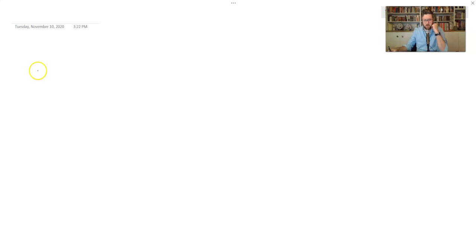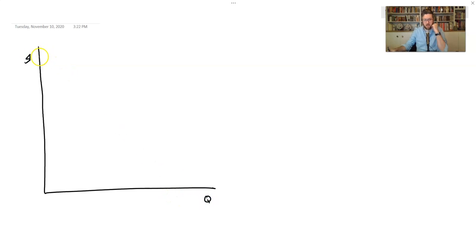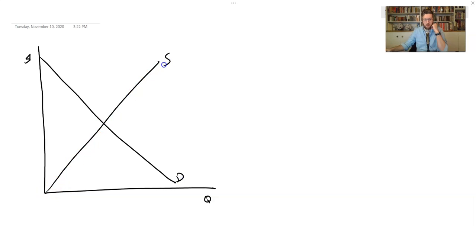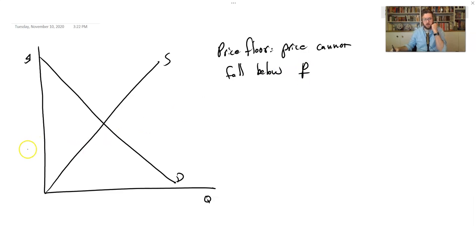A price floor is pretty similar to a price ceiling, except operating in reverse. Okay? So let's set up our supply and demand framework for a perfect competition model to start. And a price floor is going to tell us that the price cannot fall below a certain level. And I'll denote that with a P with a lower bar here.